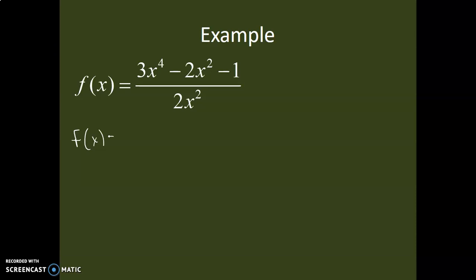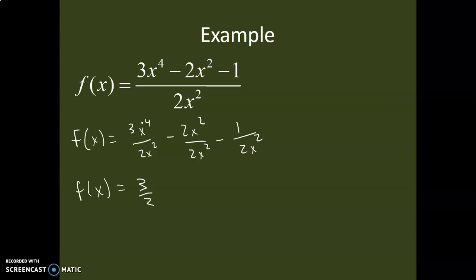So I could rewrite the original problem as 3x to the fourth over 2x squared minus 2x squared over 2x squared minus 1 over 2x squared. Now, each of these still has a fraction, so I need to rewrite it so that it's in my power formula form. Again, I have not taken the derivative yet. This is still the original function. I'm just rewriting it. 3 divided by 2 is 3 halves. X to the fourth over x squared simplifies to be x squared. 2x squared over 2x squared is 1. And then this last term can be rewritten as 1/2 x to the negative 2 power.